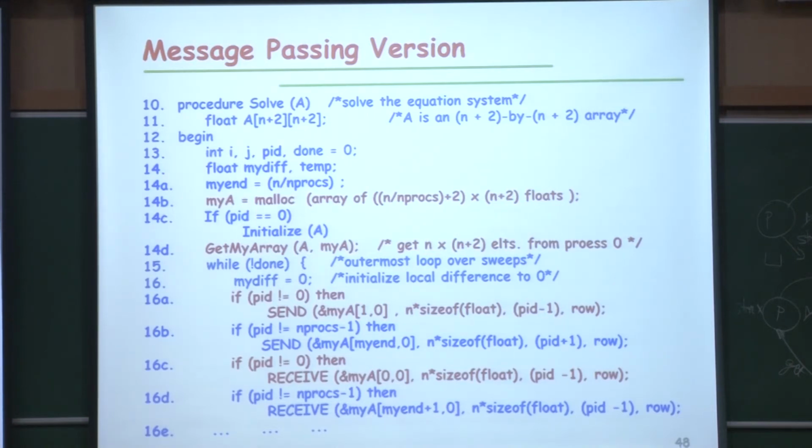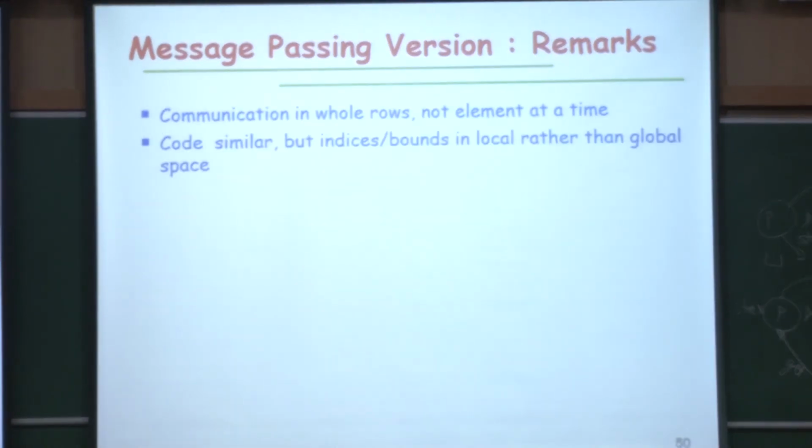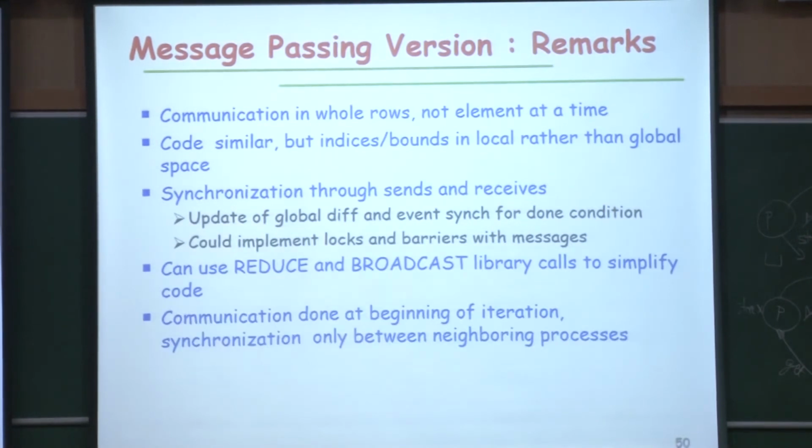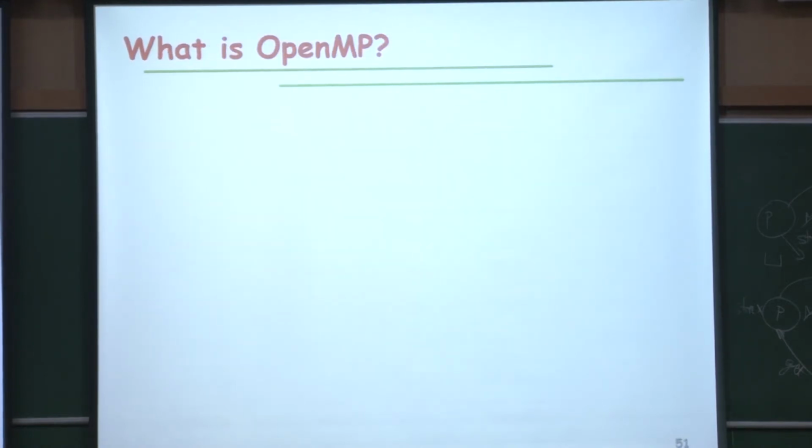Good. So, let us move forward. We have a lot more things to cover. As I mentioned earlier, one could have used reduce. One could have used broadcast to communicate the values instead of individually communicating. We will see examples of this. All right. So, now what we are going to do is that in the next 30 minutes or so, we will very quickly see an overview of OpenMP.